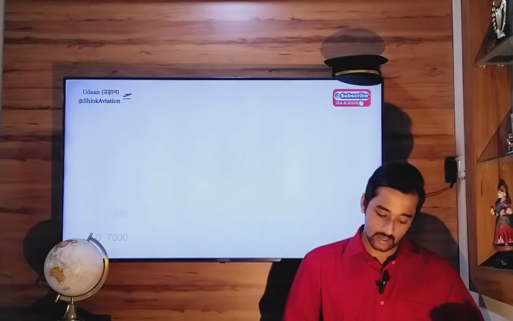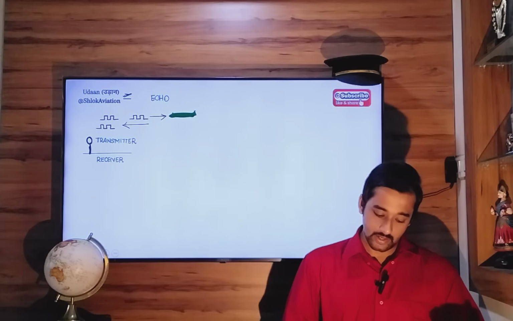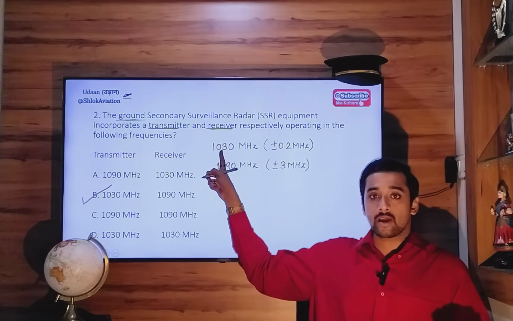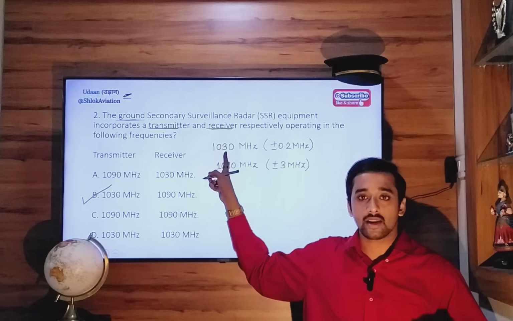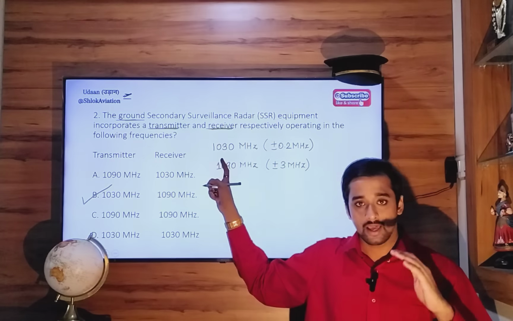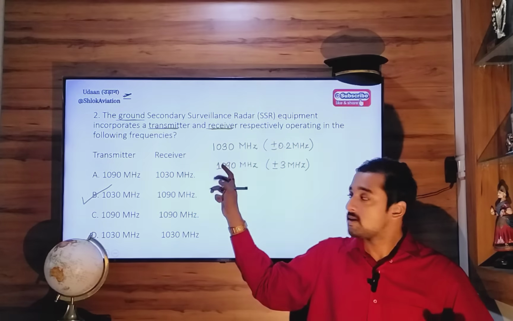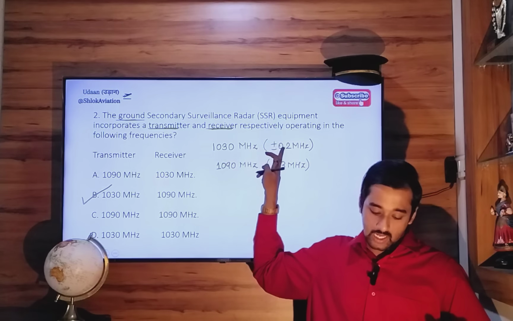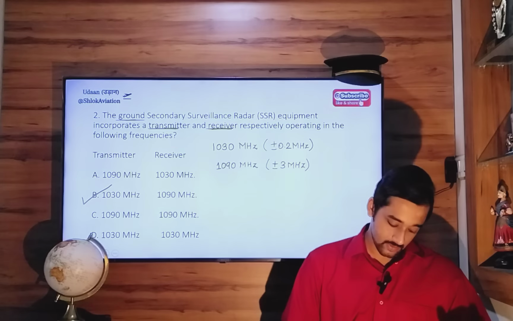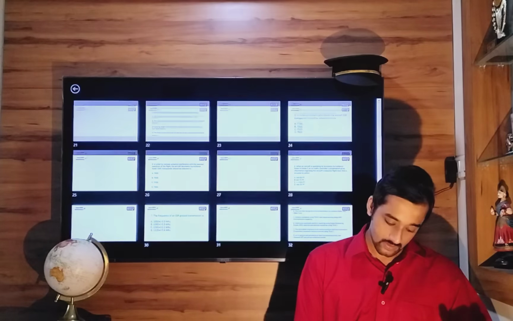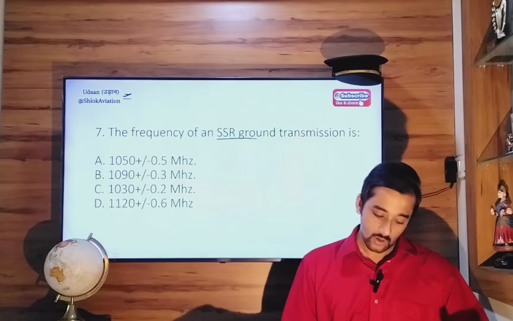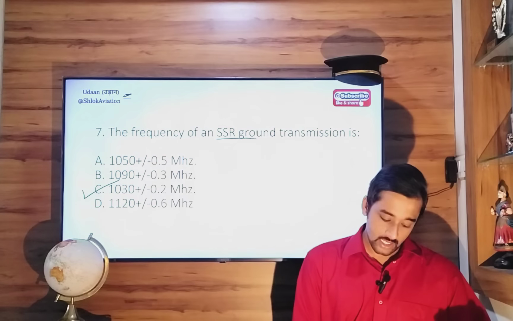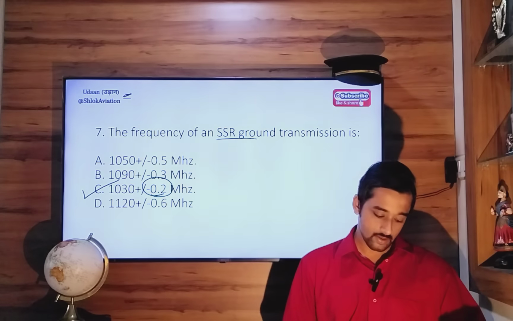I wrote it here. See, for ground transmission, ground frequencies are always going to be less than aircraft because ground is at a ground level, aircraft is higher than the ground. So ground frequencies will be 1030 plus minus 0.2 megahertz. So SSR ground transmission is 1030 plus minus 0.2 megahertz.